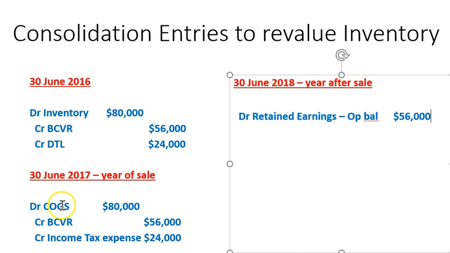But because both of these are expense accounts, they are closed to retained earnings at the end of the year. So for the subsequent years going forward, we will need to make this adjustment to the opening balance of retained earnings. And then we will also credit BCVR. As I've said, the owners will always be entitled to that increase in equity from when we revalued the inventory originally.